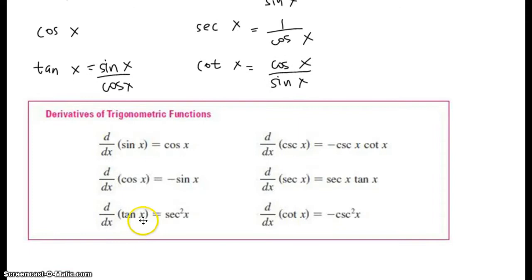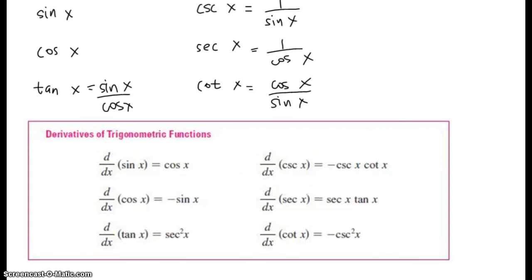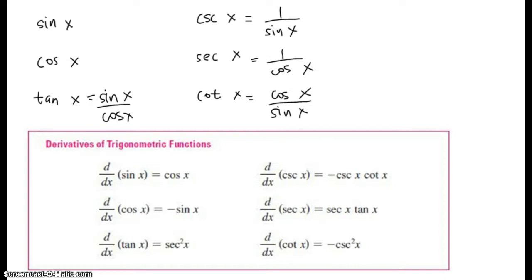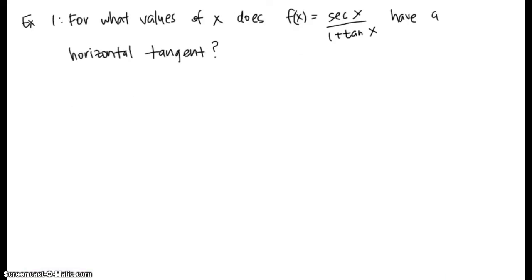The derivative of tangent x, once you prove it and simplify using the quotient rule, will simplify to be secant squared x, and so forth. This is a copy in your textbook, and it will be in your notes. So now let's move on to the first example.